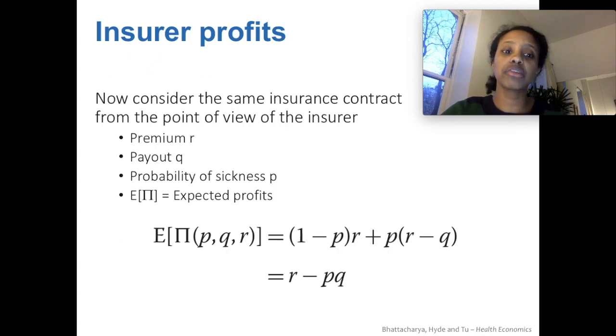On the flip side, for the insurance company, their experience mirrors the consumer's experience, but from the other side. From the insurance company's perspective, they're receiving premiums as revenues. So premiums are still equal to R. The payout is equal to Q, but from the insurance company's perspective, it's the potential cost of them having to pay out to the enrolled individual, and the probability of that payout is equal to P, the probability that the individual is sick. So their expected profits, where profits are denoted as pi, is going to be the premiums that they're receiving minus the expected value of the payout.